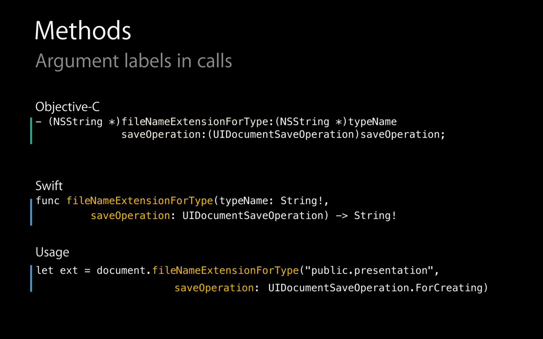So you must call it as fileNameExtensionForType, saveOperation, just like you do in Cocoa, with the exact same ordering. So we preserve that nice readability from Cocoa that we all know and love. Now, the other thing to note here is the consistency on the Swift side. All of the names and the colons and the parentheses and the commas are in exactly the same places in the declaration of the method in the middle and in the call site of the method at the bottom. It's the kind of consistency we like out of building a new language.